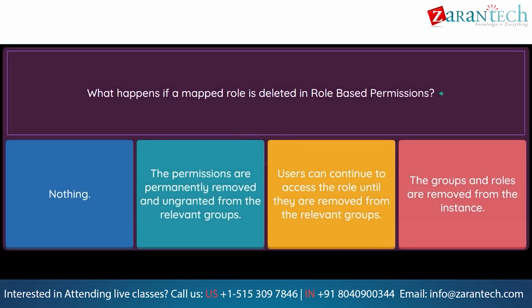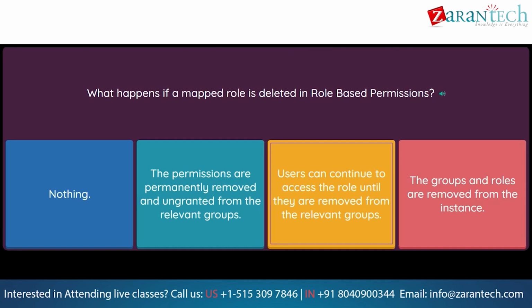Question: what happens if a mapped role is deleted in role-based permissions? Option 1: nothing. Option 2: the permissions are permanently removed and ungranted from the relevant groups. Option 3: users can continue to access the role until they are removed from the relevant groups. Option 4: the groups and roles are removed from the instance.